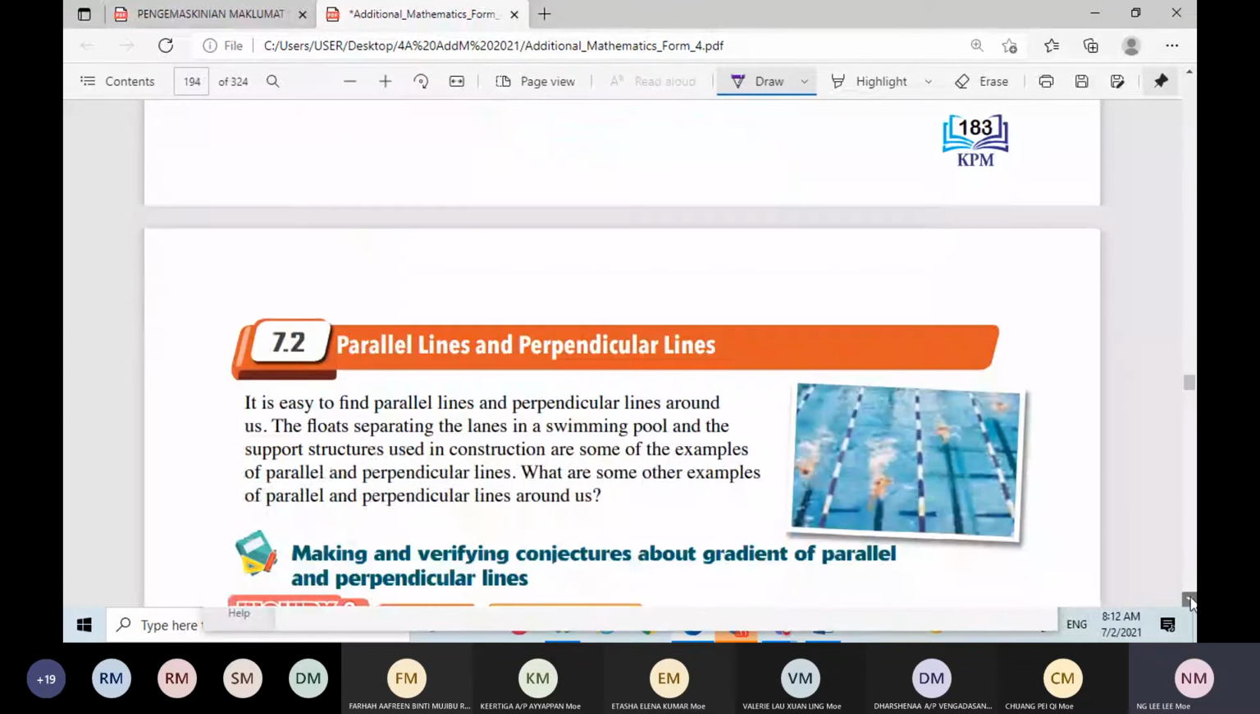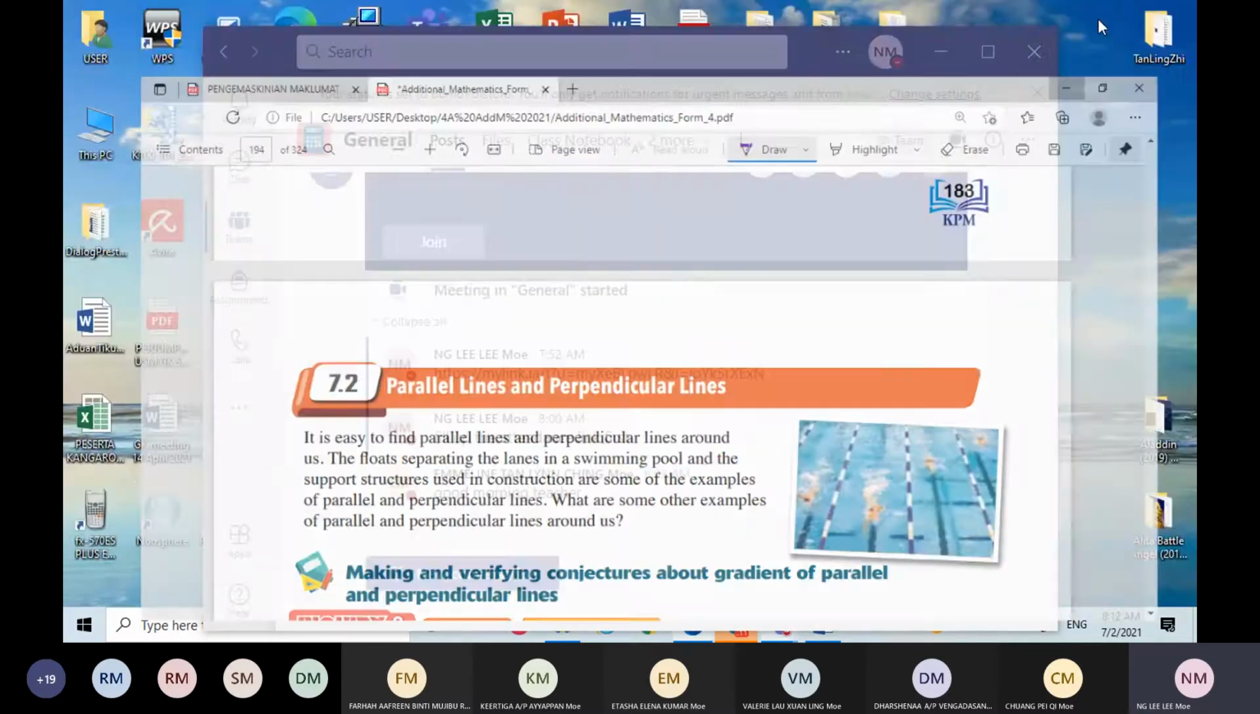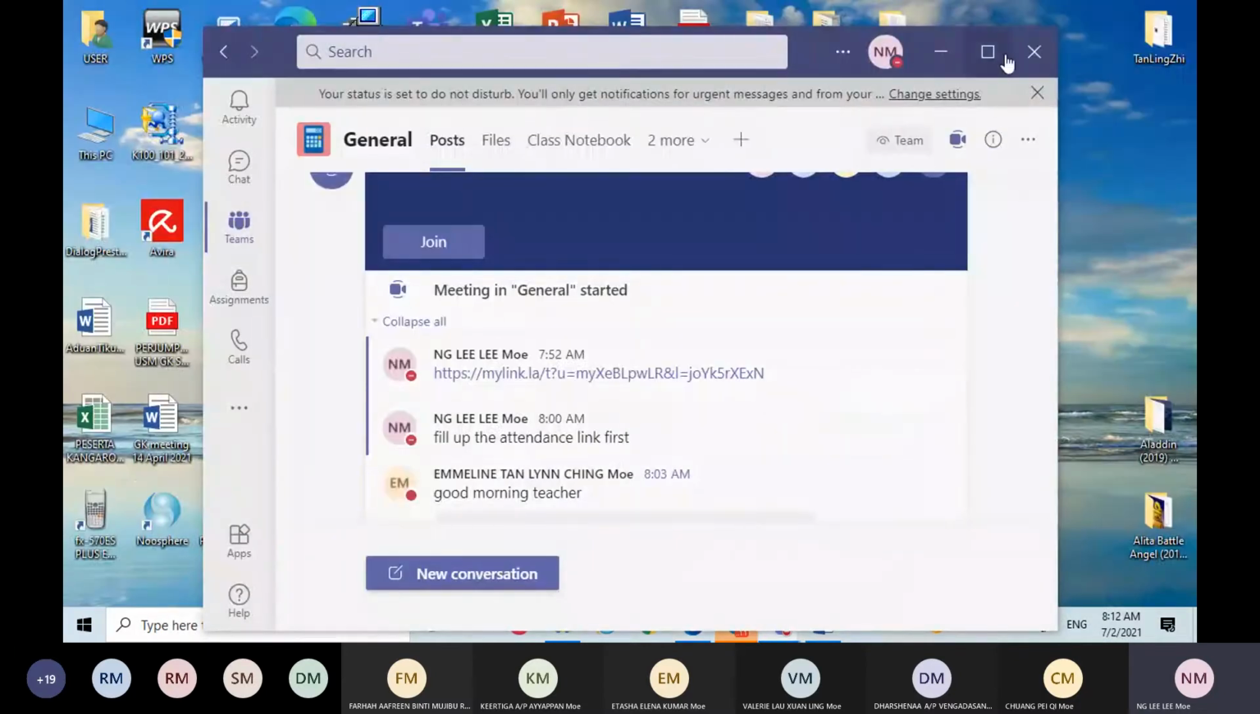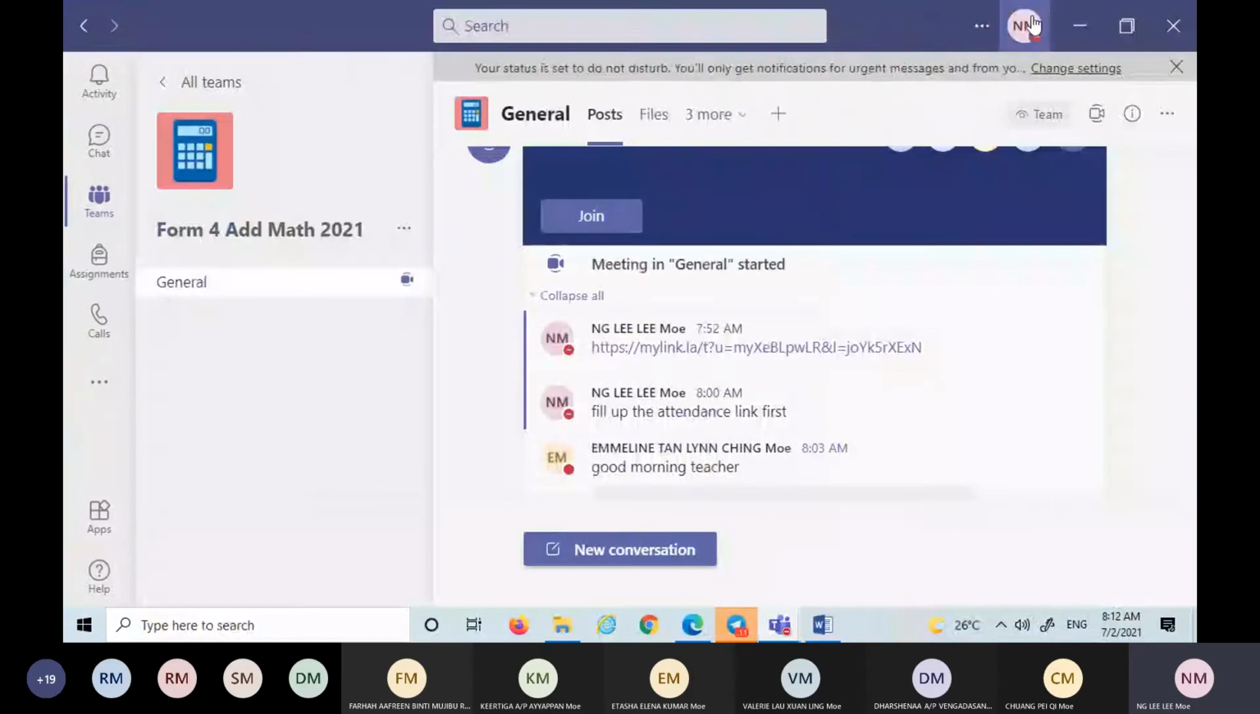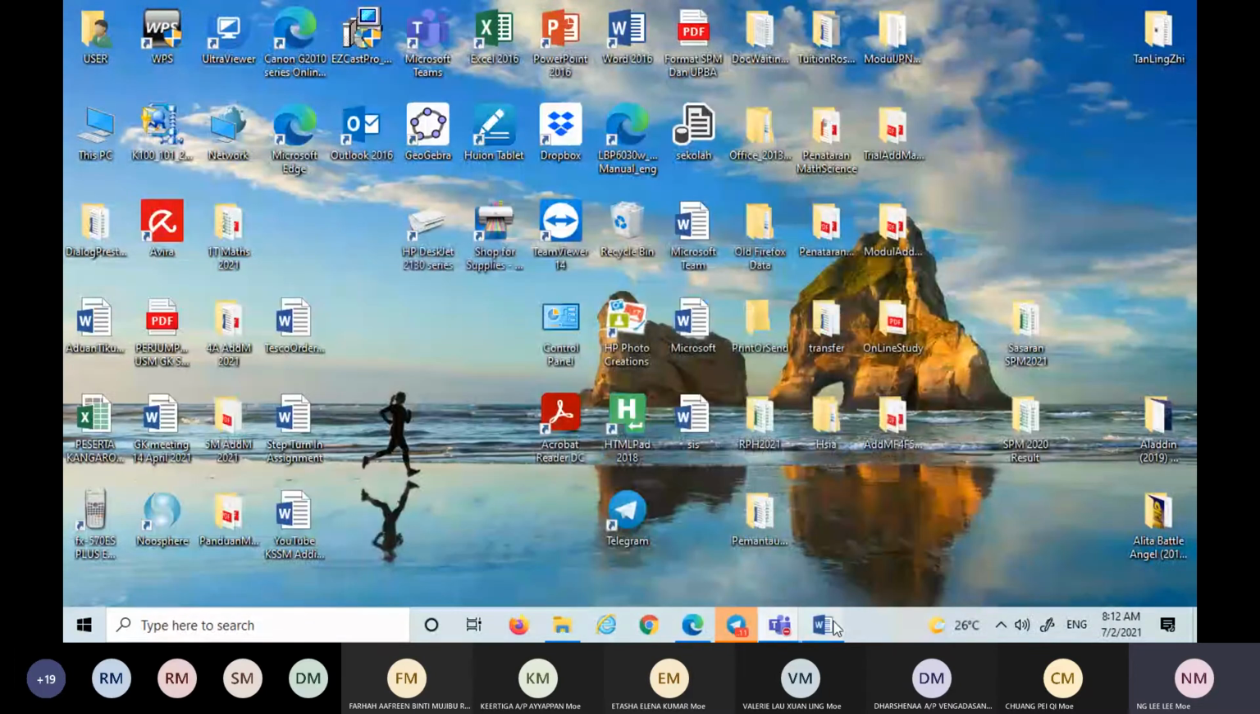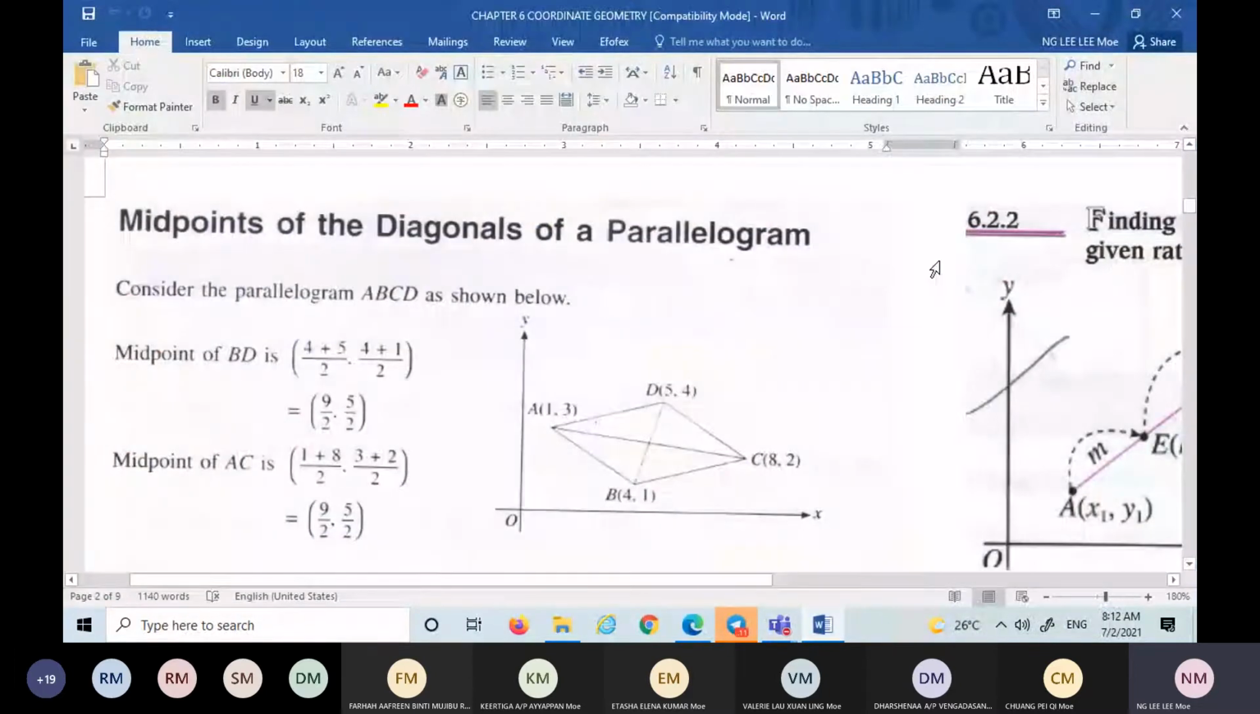Okay, this is the next subtopic I want to do today. But before that, I want to go through that one with you. I hope you have printed it out and stuck it in your book. Yesterday I put it in your WhatsApp group. Okay, this is the one.